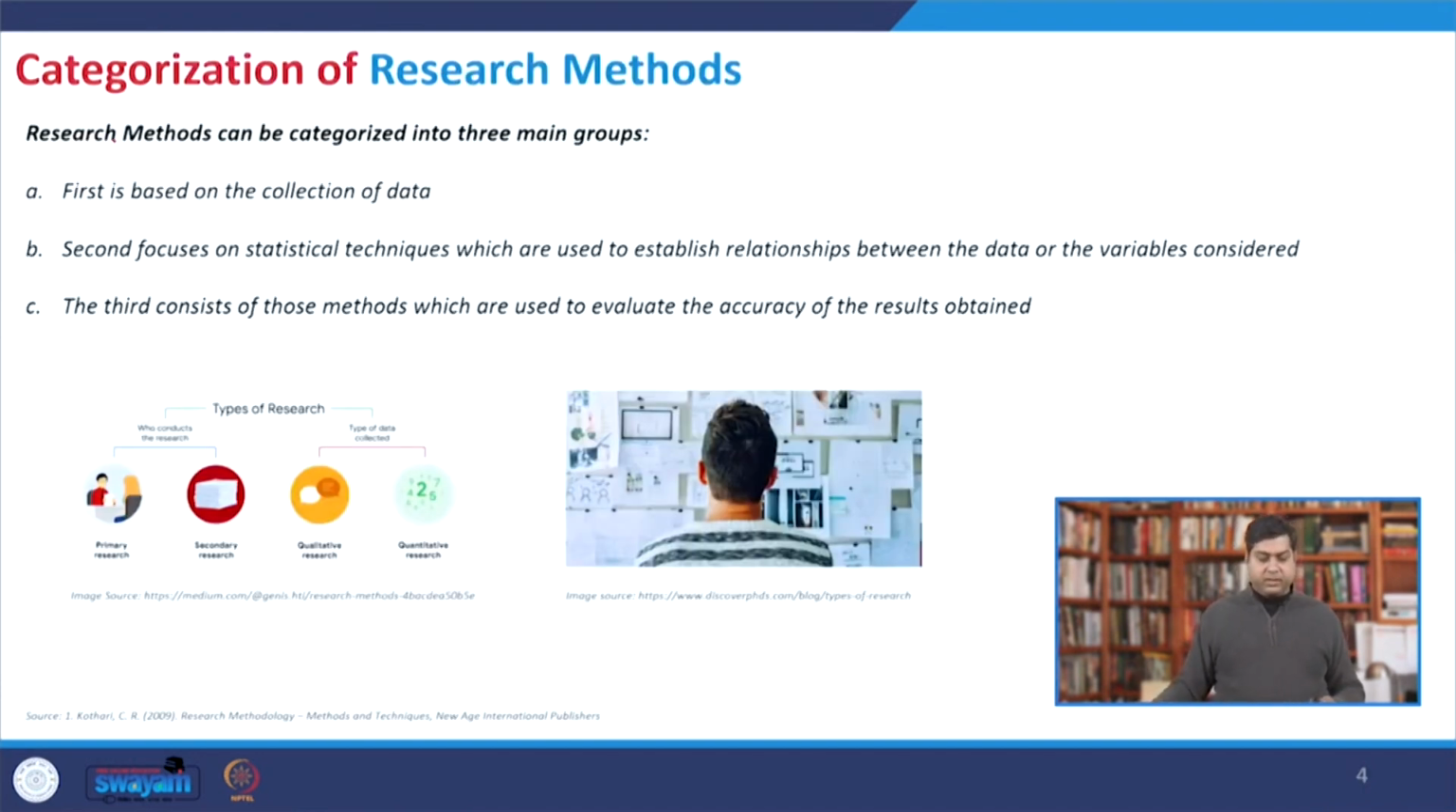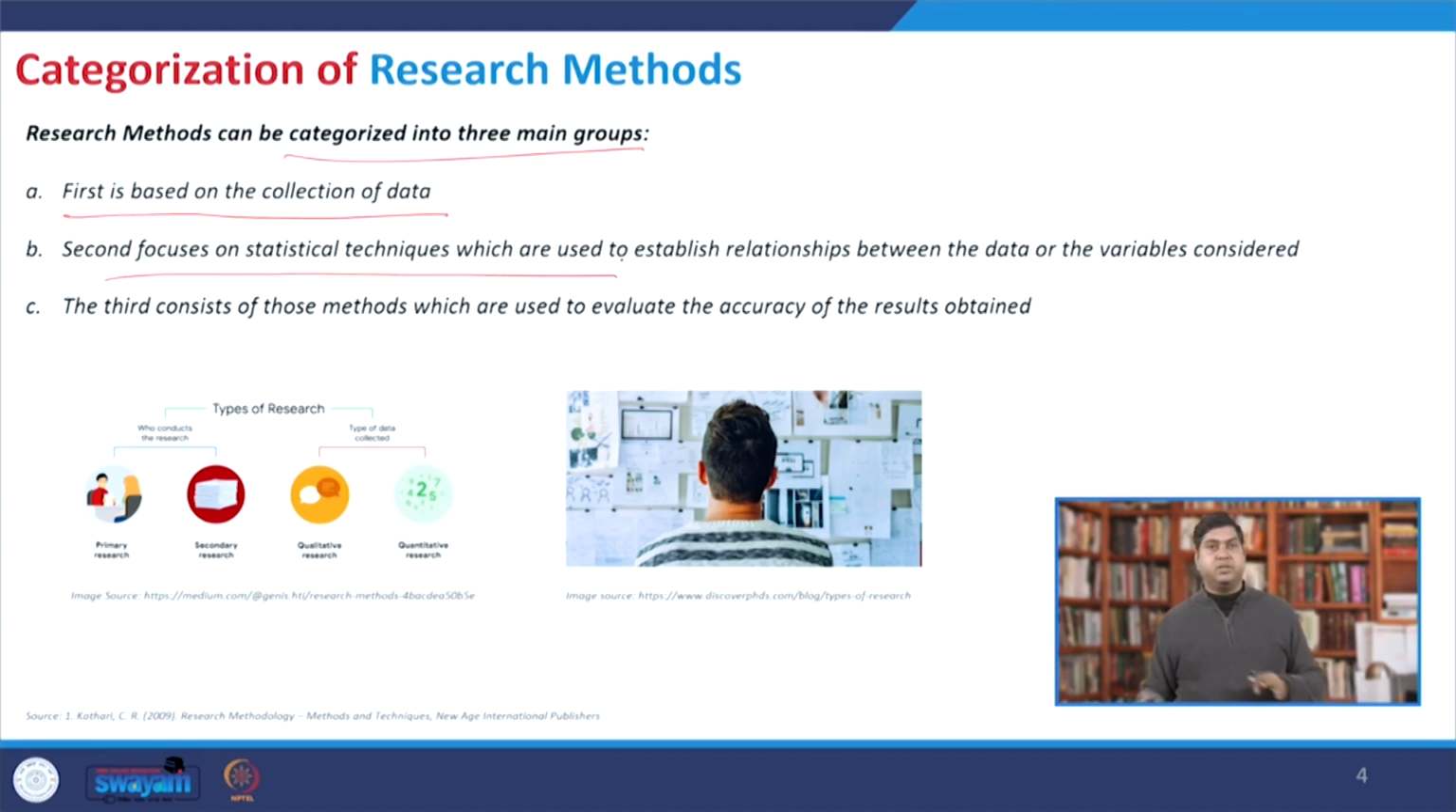Categorization of research methods. Research methods can be categorized into three main groups. First is based on collecting the data. Without data we cannot do much. Second focuses on statistical techniques which are used to establish the relationship. After collecting the data, we process the data and analyze the data, and then we try to find out the relationship between the data and how they are related. The third consists of those methods which are used to evaluate the accuracy of the result obtained.